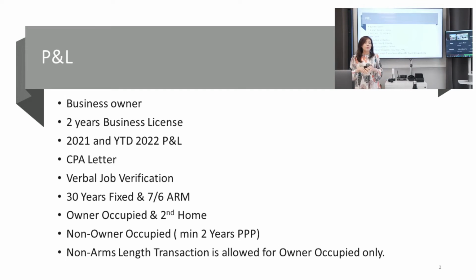And for this program, we offer 30-year fixed and 7-6 ARM. So only two programs. There are no 15 years. There are no 5-6. All right. And this program, we can do owner-occupied property, second home, and non-owner-occupied.